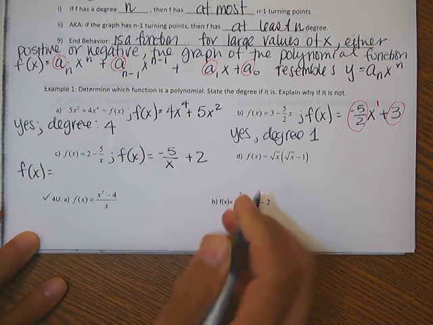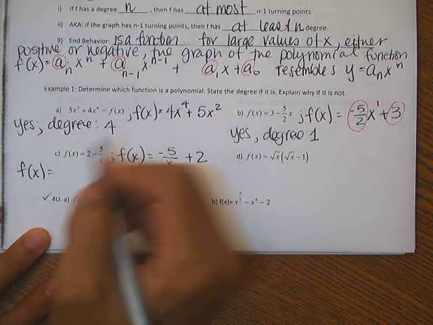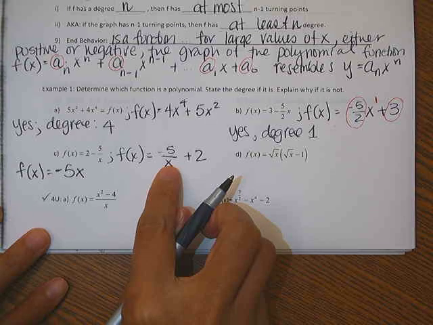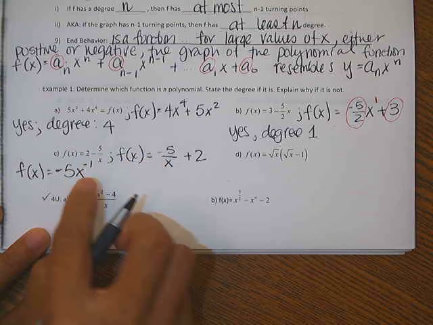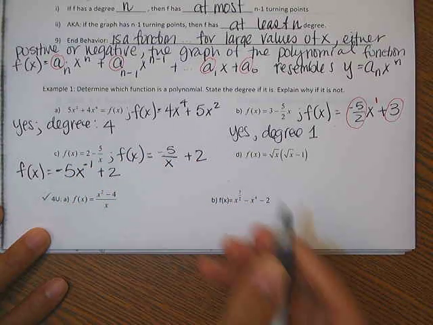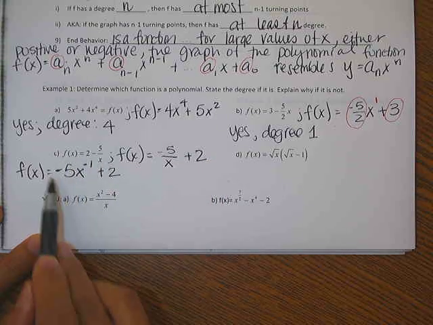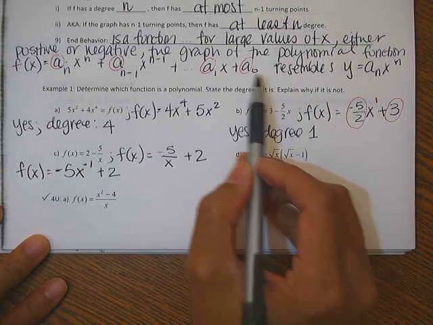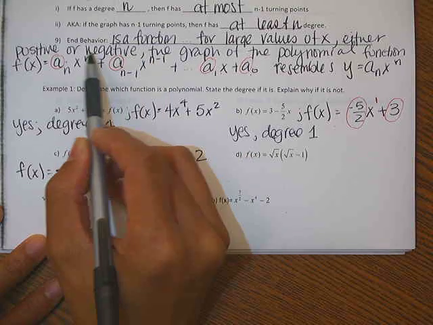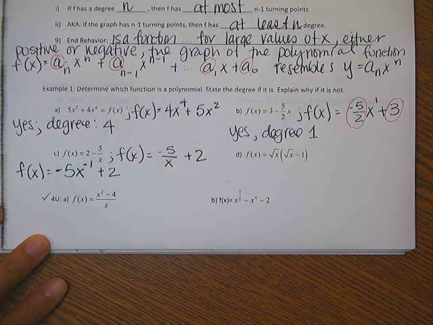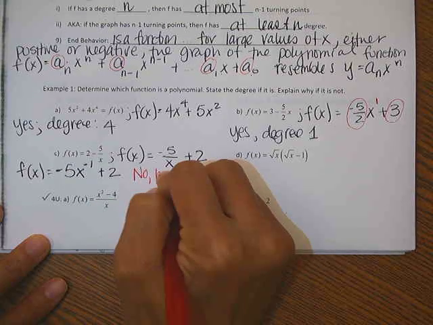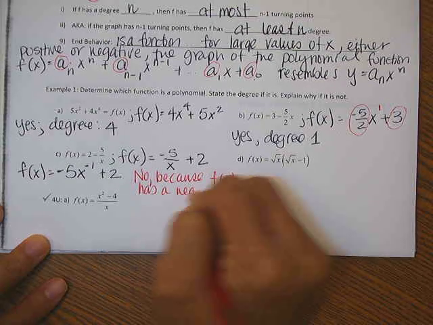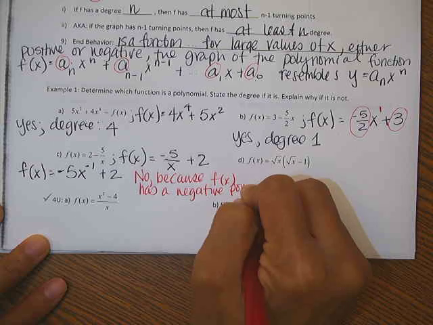F of x equals. If I want to make x on the side, I would have to bring it up. Like that. Currently, it has a positive 1 degree on the bottom. To bring it up, you make it a degree of negative 1. And then bring the 2 over. So currently, this has 0 degree. It has a degree of negative 1. So therefore, this is not a polynomial because according to our definition of a polynomial, all of your exponents must be positive integers. So this is a no because f of x has a negative power or degree, whatever you want to use.